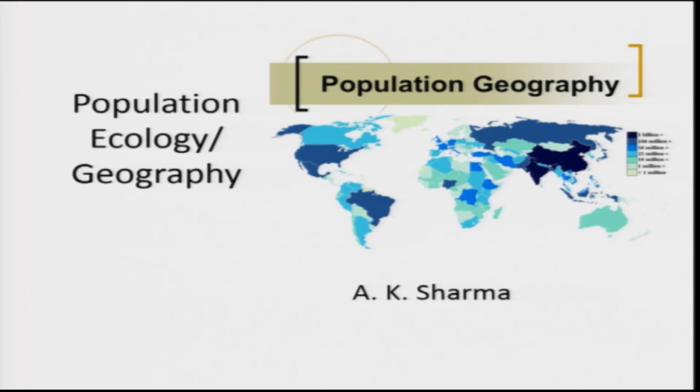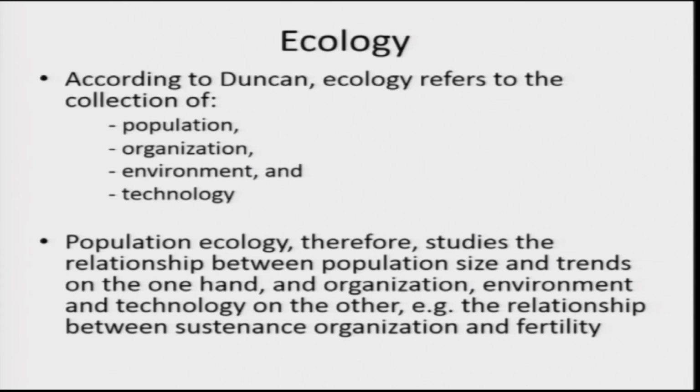There is a difference between ecology and geography, but I have combined the two terms because this is only an introductory lecture, and the purpose is to see the connection between population and ecology. What is ecology? According to Duncan, ecology refers to the collection of population, social organization, environment and technology. Population ecology, therefore, studies the relationship between population size and trends, and population factors on the one hand, and organization, environment and technology on the other.